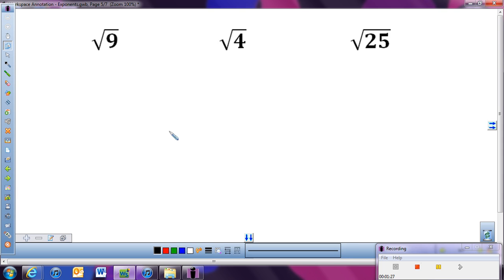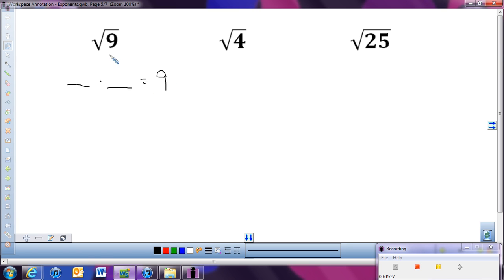And the last part we're going to look at with exponents is square roots. And square roots and exponents go together because they're opposites of each other. A square root means what number times itself will give us 9. So I'm just going to write it like this. What number times itself will give us 9?